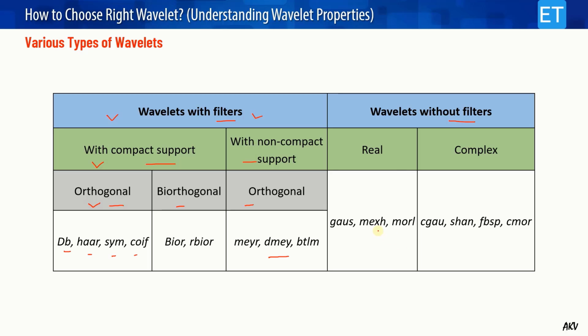And here in this group, we have the two divisions, real and complex wavelets. So this group, Gaussian, Mexican hat, Morlet, are real wavelet functions, while these wavelets are the members of the complex wavelet functions.